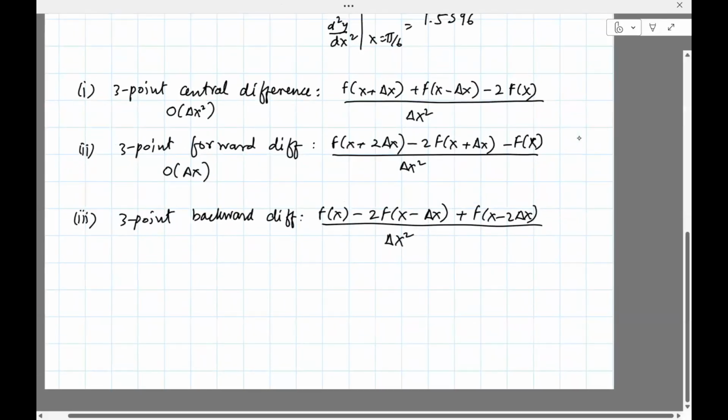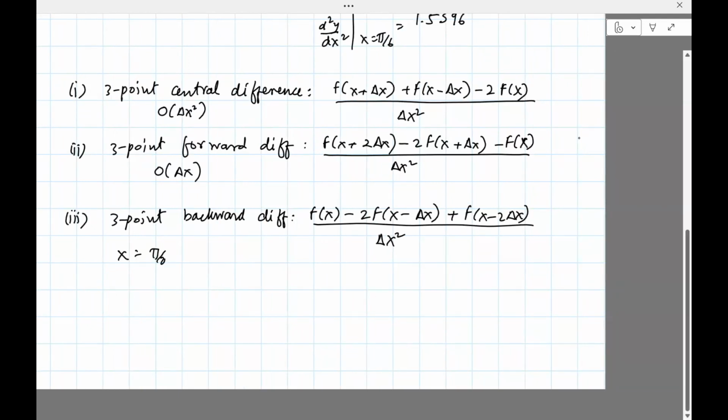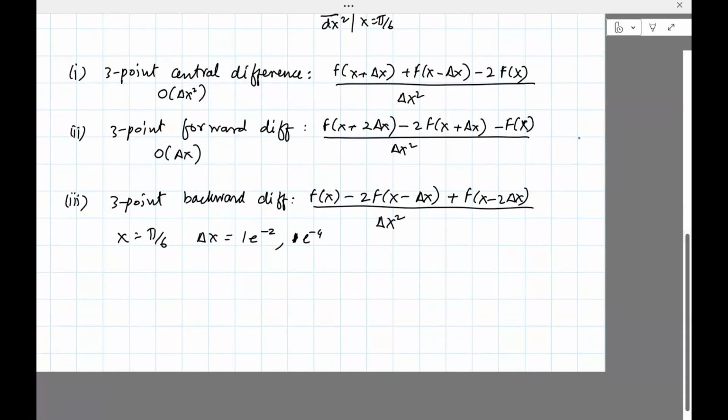So what remains to be done is we need to put x equals pi divided by 6. We need to take delta x as 1e negative 2 and 1e negative 4, put in the formula, and then get the corresponding answer. So what I did was I did that calculation. So 3-point central, 3-point forward, 3-point backward, and I used different step sizes.